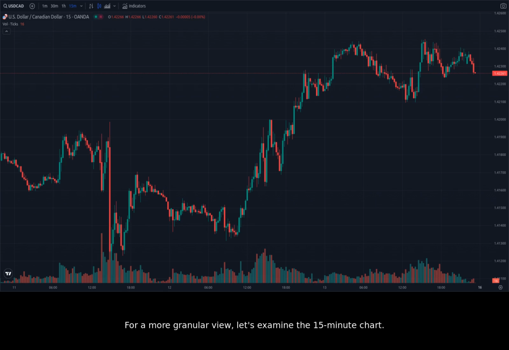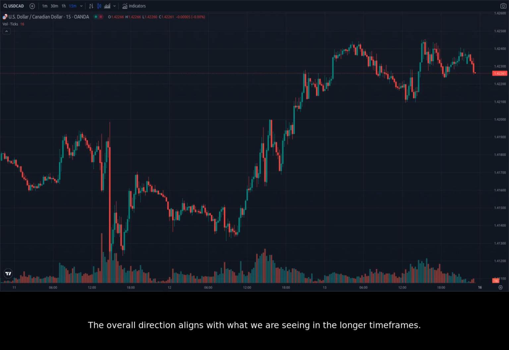For a more granular view, let's examine the 15-minute chart. This chart reveals even smaller price fluctuations within the day's session. We see a lot of volatility, so identifying short-term support and resistance becomes even more critical. Short-term traders will need to pay close attention to these levels and adjust their strategies accordingly.